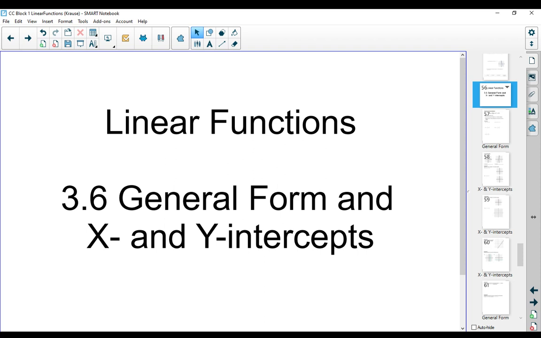Right, well, welcome to our last lesson for Unit 3. Today we're going to be looking at the general form, which is the last of the three types of equations for linear functions. And we're also going to look at x and y-intercepts.